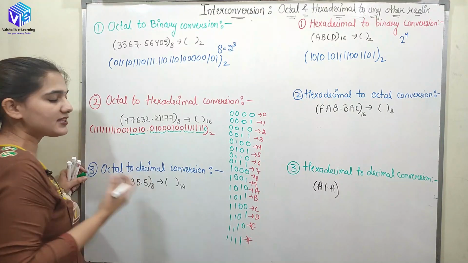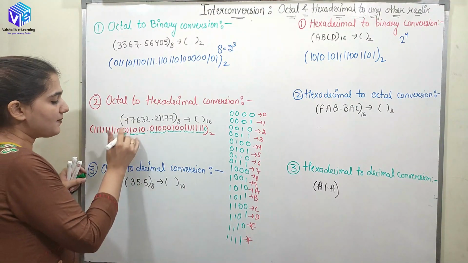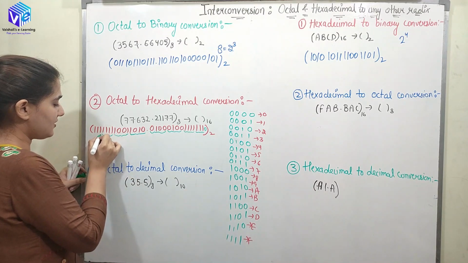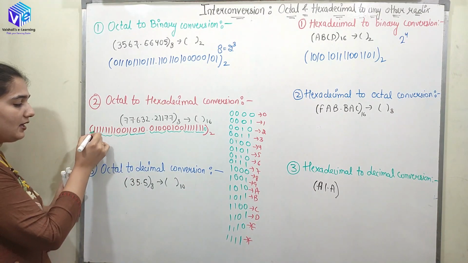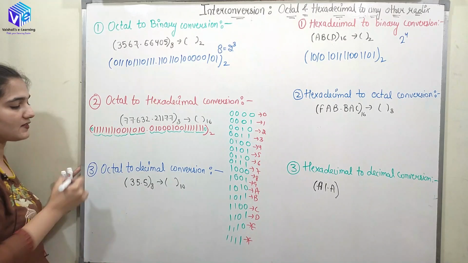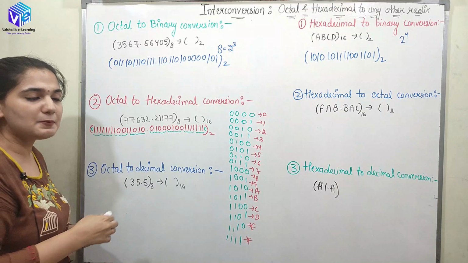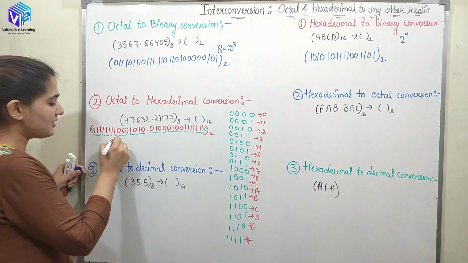Now here in the left side of the decimal point also I will make the grouping of 4. So here this is the 4 grouping, this is the 4 grouping, and here we have the 3 digits, so I will be prefixing 0. So now I know what all of these bits are representing in the hexadecimal. I just need to put it.